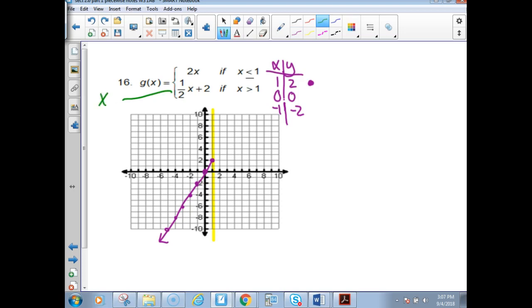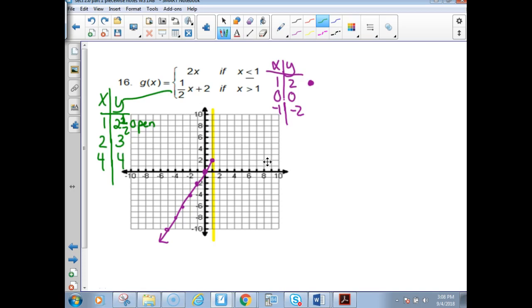And then this piece, at values of x greater than 1, but I got to put 1 in so I know where my open dot will be. That'd be 1 half times 1. 1 half plus 2 is 2 and a half. I'm going to go ahead and put something else in there. For values of x greater than 1, let's do 2. Half of 2 is 1. You'd get 3 then if you added 2 to it. Maybe I'll put in 4. Half of 4 would be 2. 2 plus 2 would be 4.